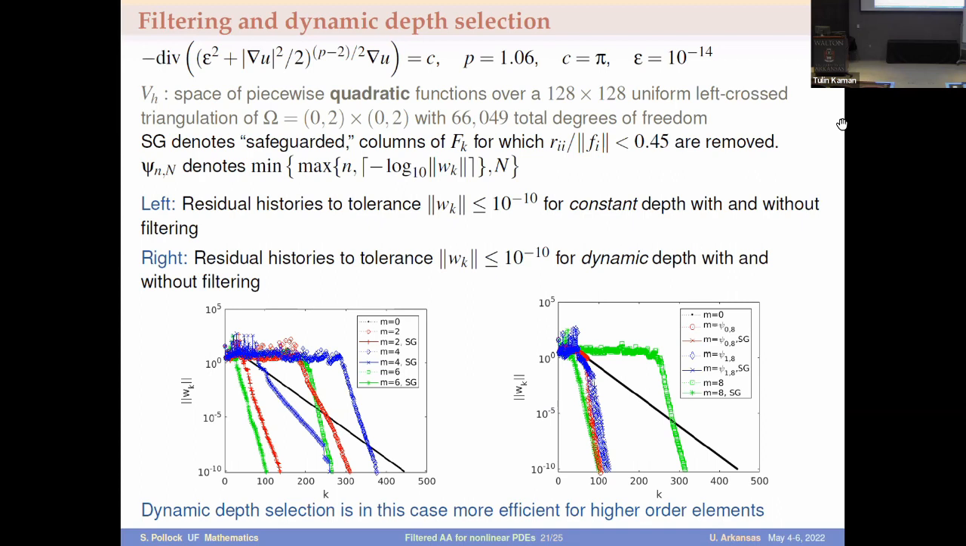You get convergence in about 100 iterations if you use the filtering, and it's over 300 if you don't. And here we see the dynamic depth strategies as well. Here m equals 8 with the safeguarding is actually doing the best. M equals 8 with no safeguarding is doing essentially the worst. And the safeguarded ones using both filtering and dynamic depth are doing nearly as well as the best one in about 100 iterations.